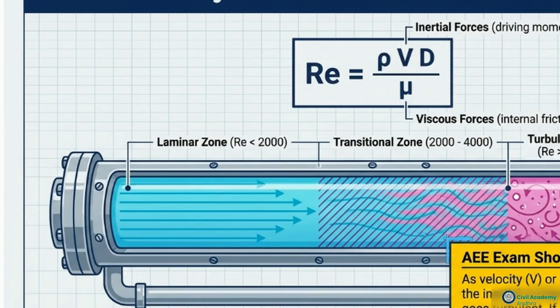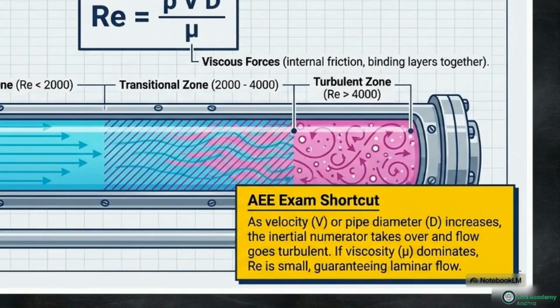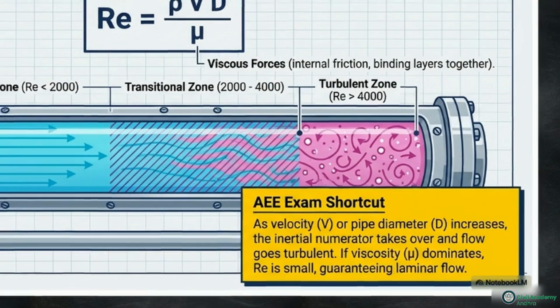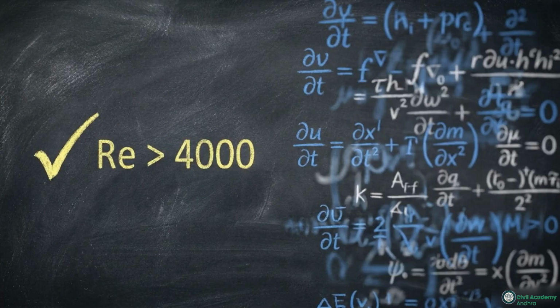This creates an AEE exam shortcut. As velocity or diameter increases, the inertial numerator takes over, guaranteeing turbulent flow. Conversely, if a fluid has extremely high viscosity, the denominator will dominate the ratio. This ensures the flow stays laminar, regardless of the pipe's physical size. The Reynolds number identifies if turbulence exists. However, calculating how that turbulence behaves requires a different set of mathematical models.